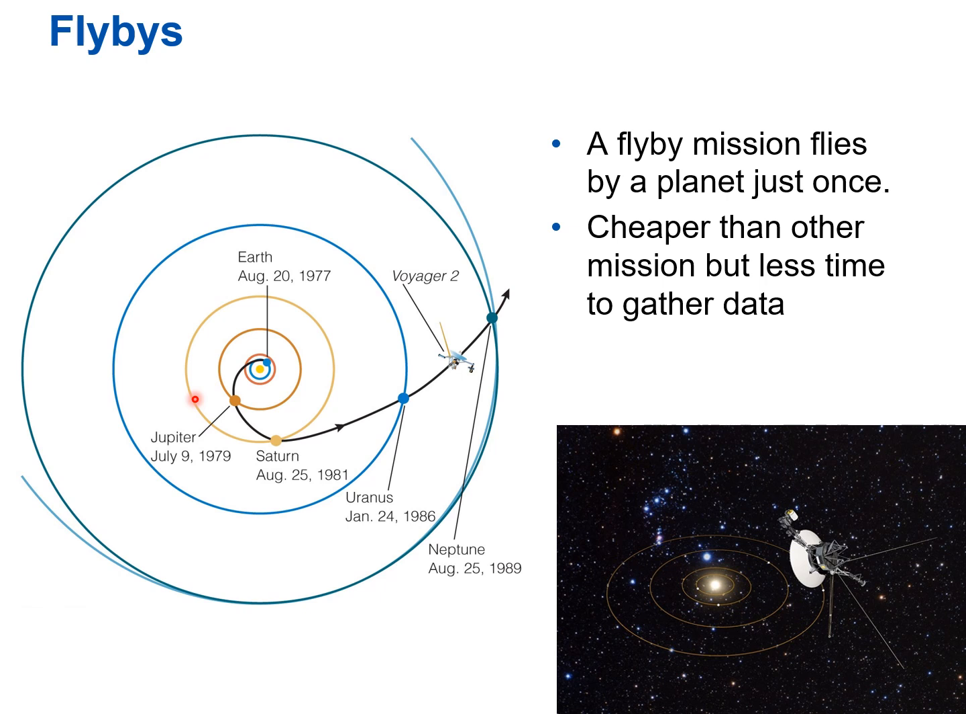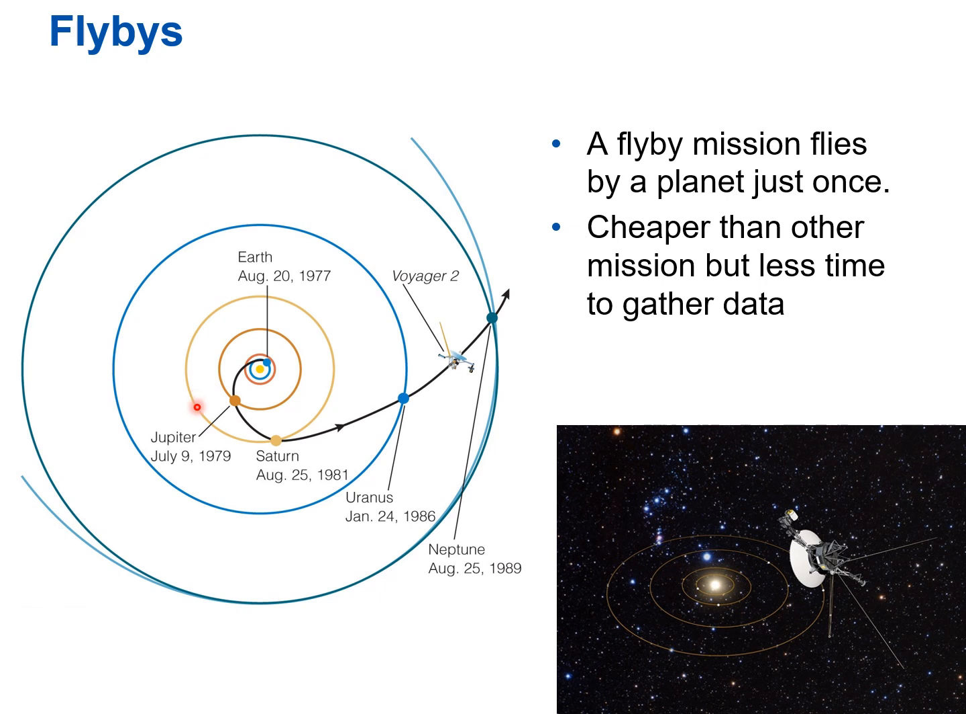Once it was flying by Jupiter, gathering as much data and information as it could, it used Jupiter's gravity to swing around and go towards Saturn. Now, you've learned that the planets are all in motion, they're all in orbit around the sun, so they had to aim not at where Saturn was at the time, but where Saturn was going to be in August 1981. And then once it got to Saturn, they had to aim not at where Uranus was at that moment, but at where Uranus was going to be when it got there in 1986.